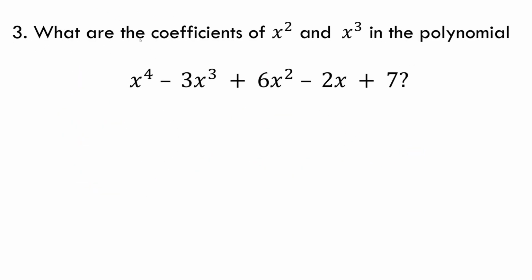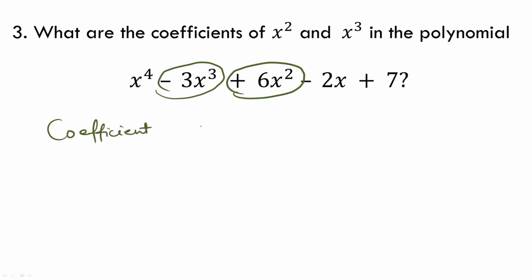Now moving on, what are the coefficients of x square and x cube in the polynomial? So first we will look for x square and x cube. So we can see there is x square here and x cube here. So let us write for x square. Coefficient of x square is, and we can see that it is plus 6, so we can write here 6.